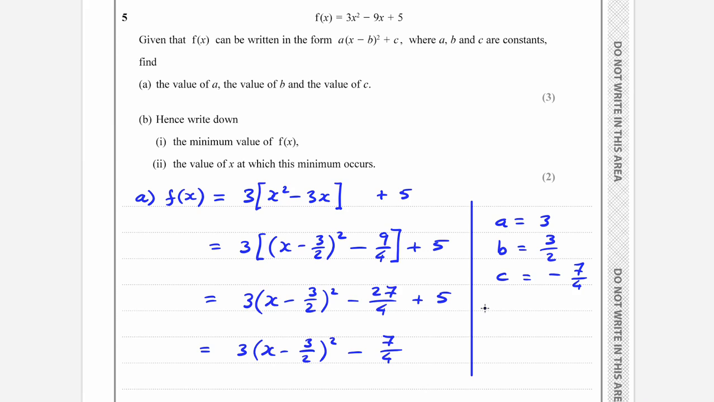So let me just do part B. I'll just do it here, guys, but you know you are not to do it here. You're supposed to do it below. So bi, the minimum value is the negative 7/4. And then the value of x at which this occurs is, well, it's actually the b value, 3/2, but it's whatever this is here and the opposite sign. So in this case, it's just 3/2. Okay, that is question 5.